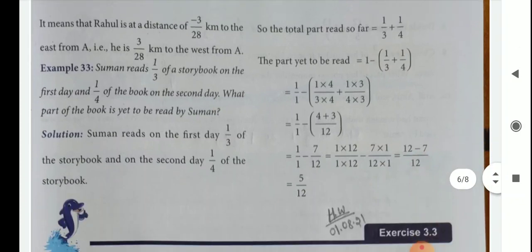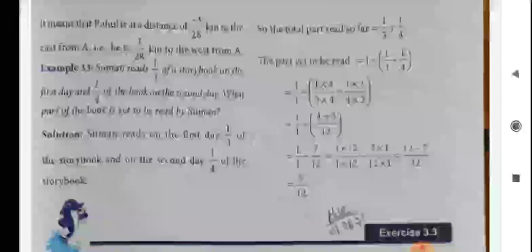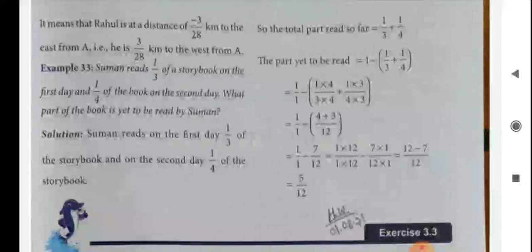Then comes to example 33. Suman reads 1 by 3 of a storybook on the first day and 1 by 4 of the book on the second day. What part of the book is yet to be read by Suman? Very easy. So what we do? Total means, children, always you think 1. Okay. Total means 1, and 1 by 3 part of the storybook and 1 by 4 part of the storybook. First you add. Then if you subtract this result from 1, then you get your answer. Okay. Here you see.